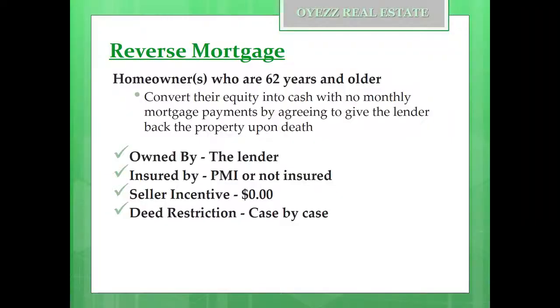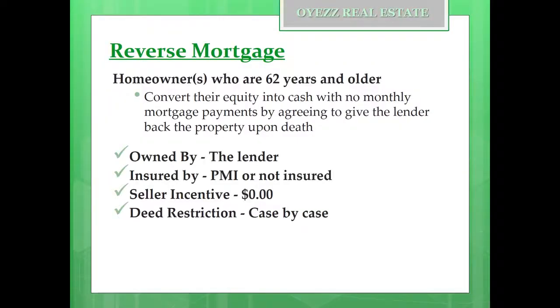So conventional loans, and then we're going to talk about other loans and their restrictions too. So I've dealt with reverse mortgages. A reverse mortgage means that you usually have to be 62 years or older, and they convert their equity into cash with no monthly mortgage payments, but they agree to give the house back to the lender upon death. So if the homeowner is deceased, you need to act extremely fast. I mean, super fast. Hopefully the bank hasn't already started the foreclosure process, but you need to act fast. The last couple ones that I've done, the homeowner's been alive, so it's been very smooth.